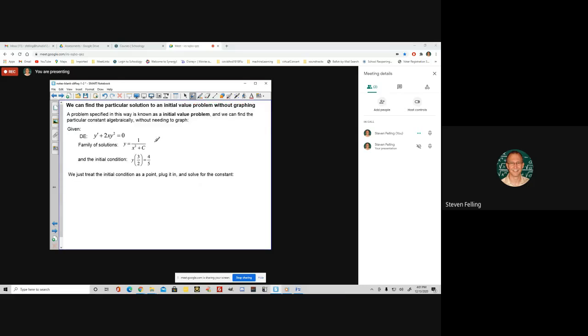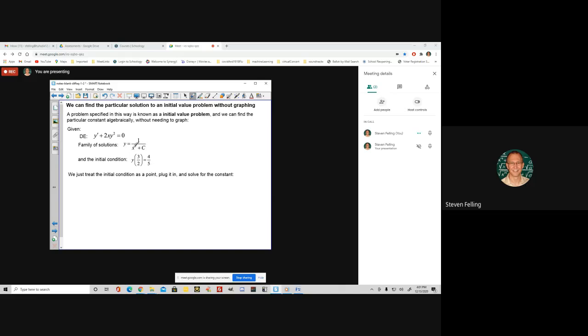And of course, we can find that particular solution without having to graph. We can do that algebraically. So these are called initial value problems, when we're given some way to find the solution, but then we're given an initial condition to establish the constant to find the particular solution. So let's say I have this differential equation, the one we've been working with, and we have this initial condition that when x is 3/2, y is 4/5.